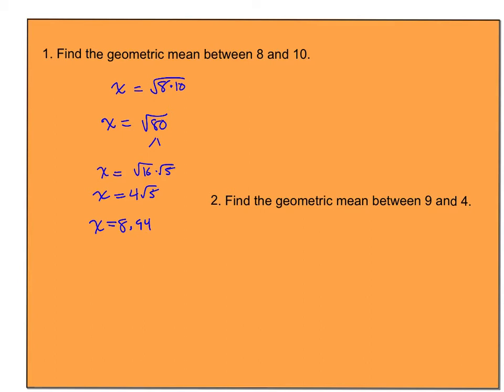If I want to be very technical, setting this up looks like this: 9 over x equals x over 4. Then using ratios and proportions, x squared equals 9 times 4. If I square root both sides, x will be the square root of 36, which will just be 6. That's all I'm doing. That's what I'm looking for.